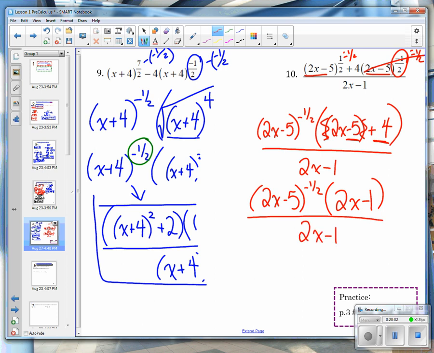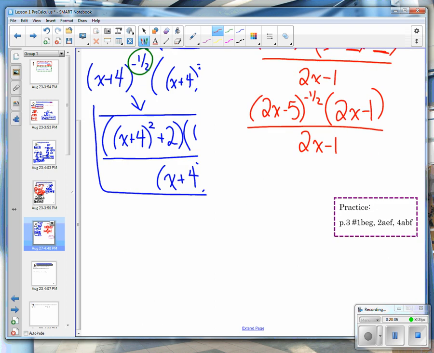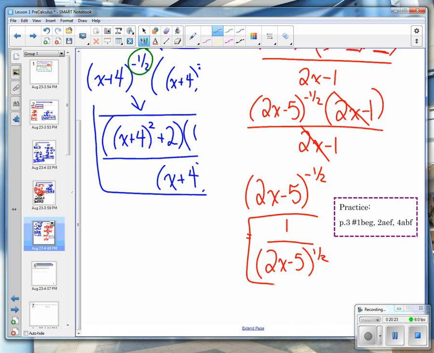2x minus 1. Well, if you take a look, what is something that you can cancel out here? Well, I've got 2x minus 1 and 2x minus 1. So we're just left with 2x minus 5 to the power of negative a half, which again, don't forget, you could also write as 1 over 2x minus 5 now to the power of positive a half.